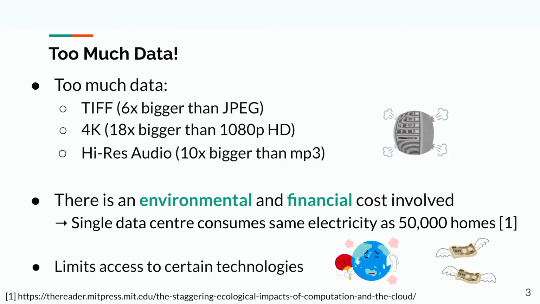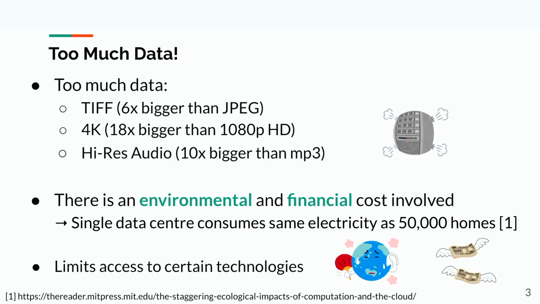The problem, though, is now we just have too much data. And this can be seen if we look at the sort of files that are being used. So now with image, we have TIFF, which is 6 times bigger than JPEG, 4K video, which is a whopping 18 times bigger than standard HD, and high-res audio, which is 10 times bigger than MP3. So the file sizes are getting huge.